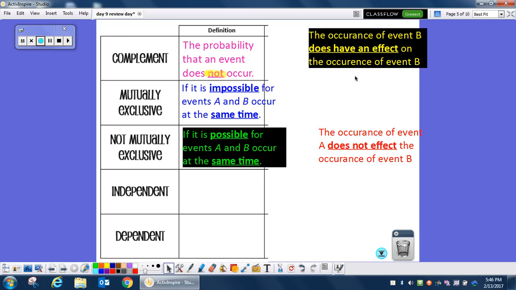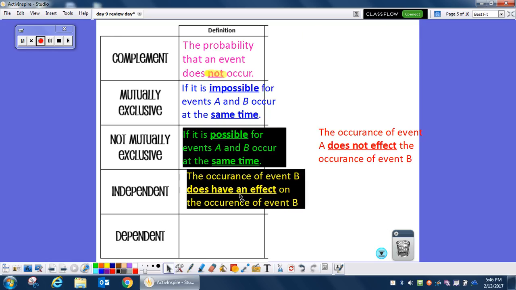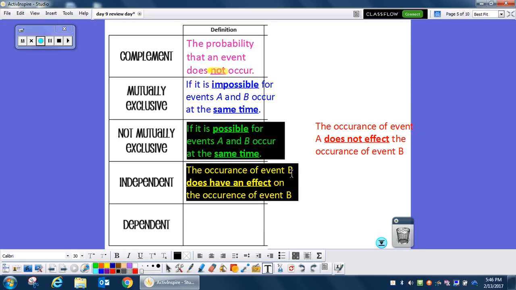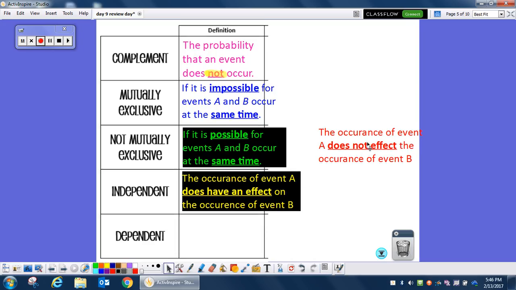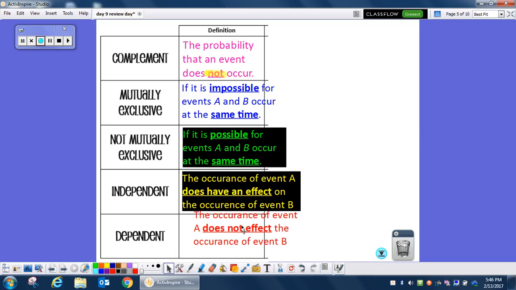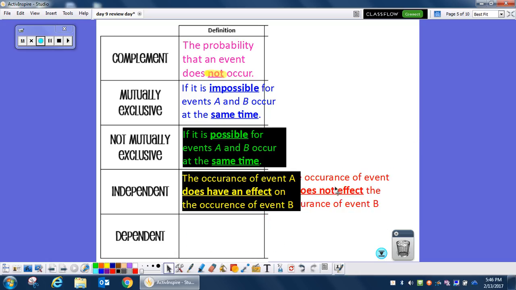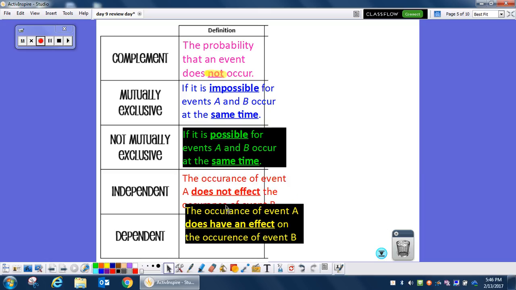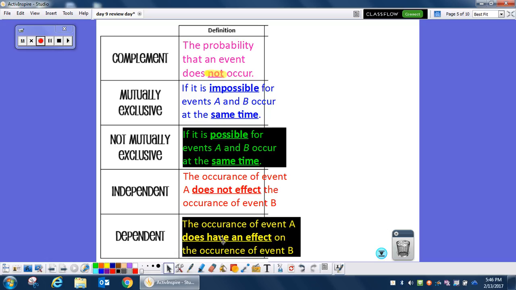And then independent events are when the occurrence of event B does not affect the occurrence of event A. So that's when you might put the card back into the pile, or flipping a heads does not affect your second flip. And dependent, oh, I switched these. Independent is when it does not have an effect. Dependent is when it does have an effect.